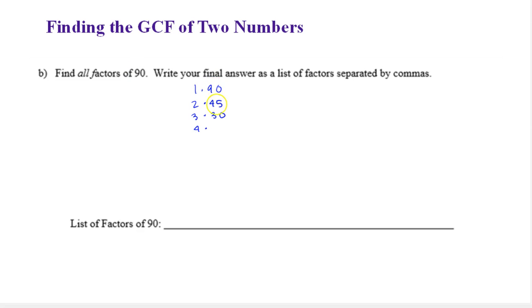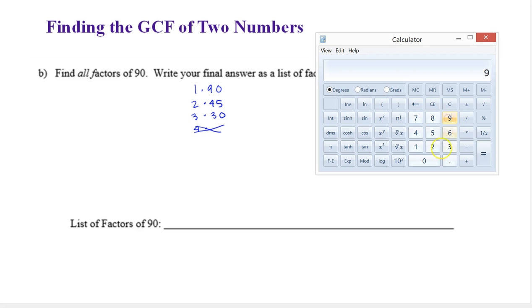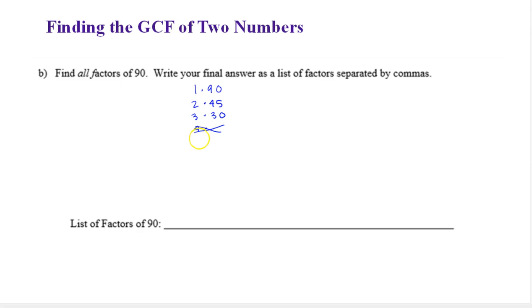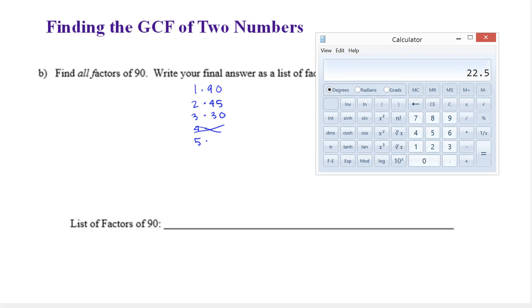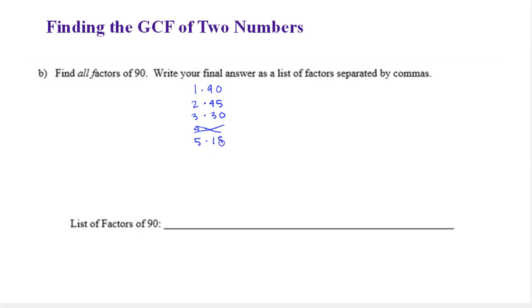4 does not go into 90. 90 is not divisible by 4. And you can check this on the calculator. Do 90 divided by 4. Notice we get a remainder. 90 is divisible by 5 because it ends in a 0. I believe it's 18. Let's see. Yes, it is. 5 times 18.